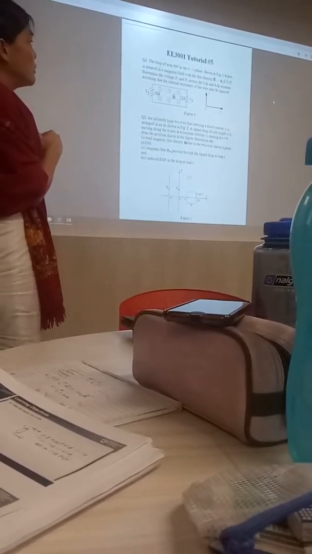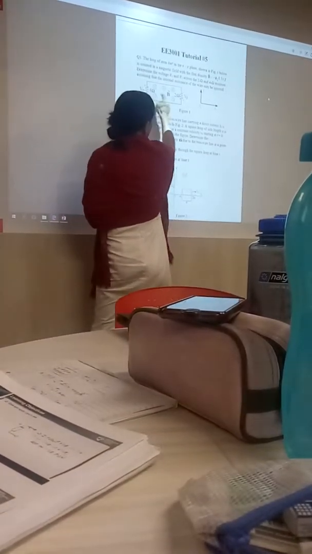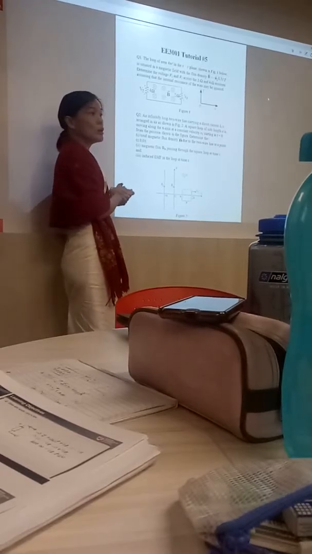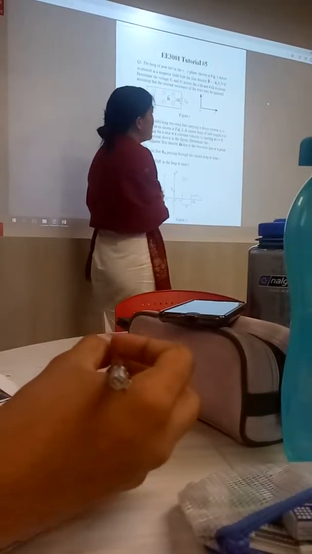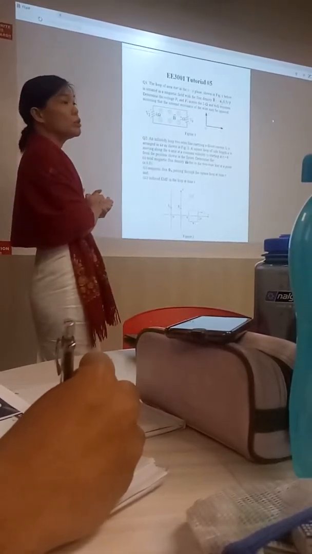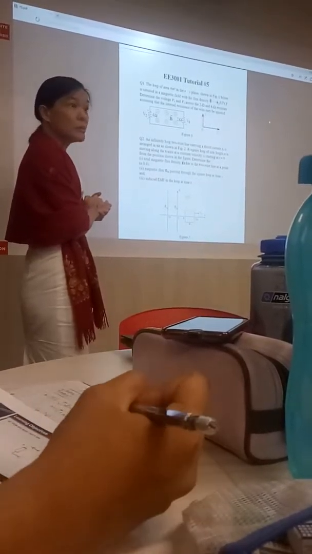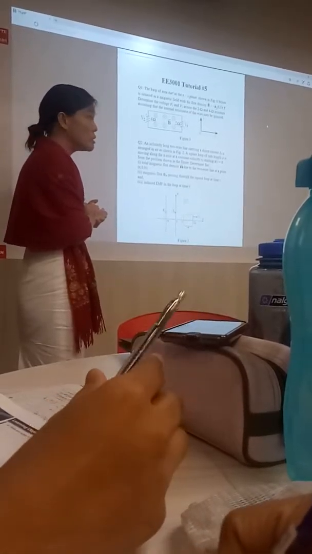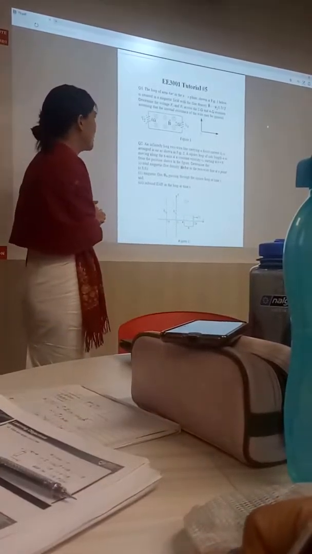Determine the voltage V1 and V2 across these two. Now, looking at this, we can already determine whether V1 and V2 are supposed to be a positive number or a negative number, correct? Yes or no?